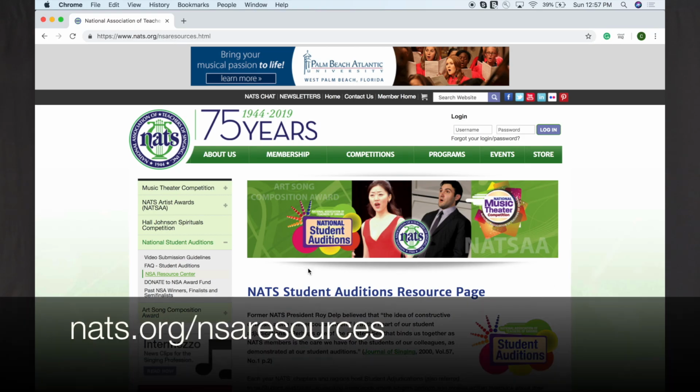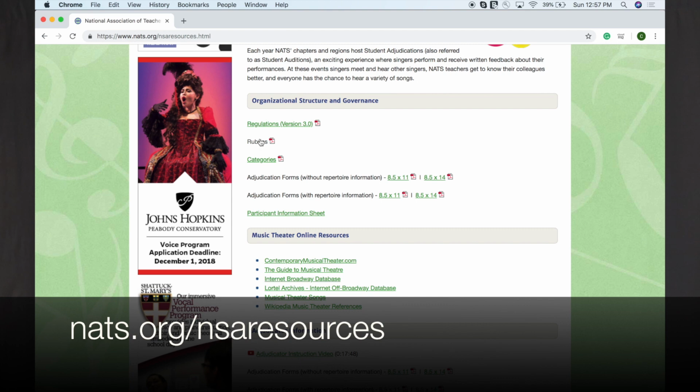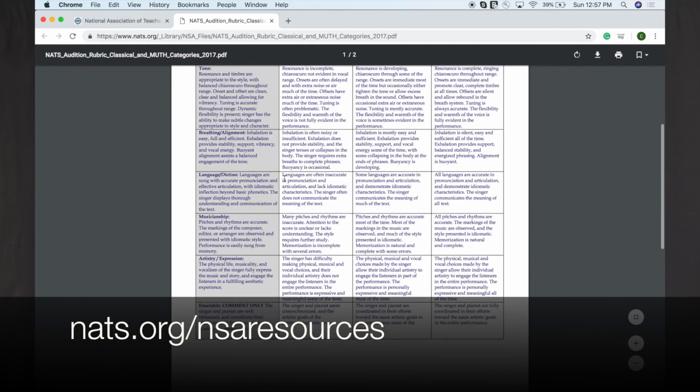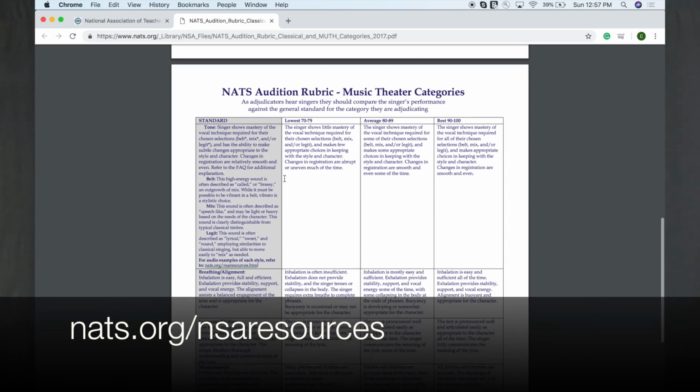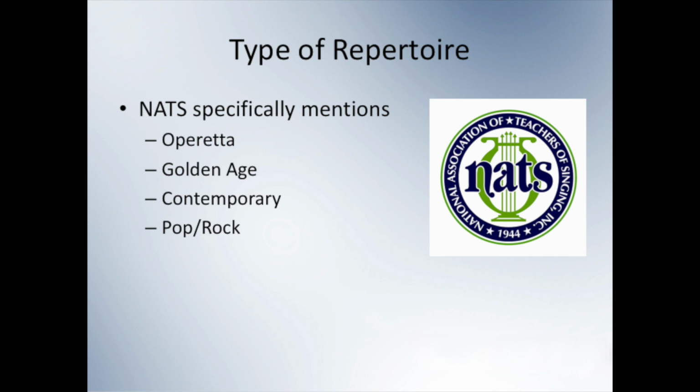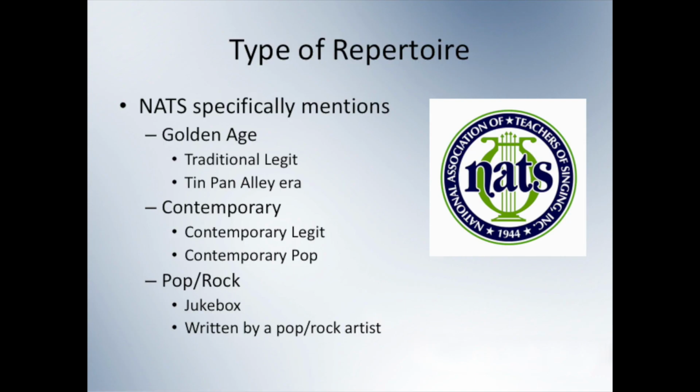To guide this presentation, I'm going to be using the NATS Musical Theater Auditions rubric, which can be downloaded from nats.org. The NATS guidelines specifically mention 4 categories: operetta, golden age, contemporary, and pop rock. While these are helpful, I think we can divide them up a bit more and give a better understanding of the differences between these styles.